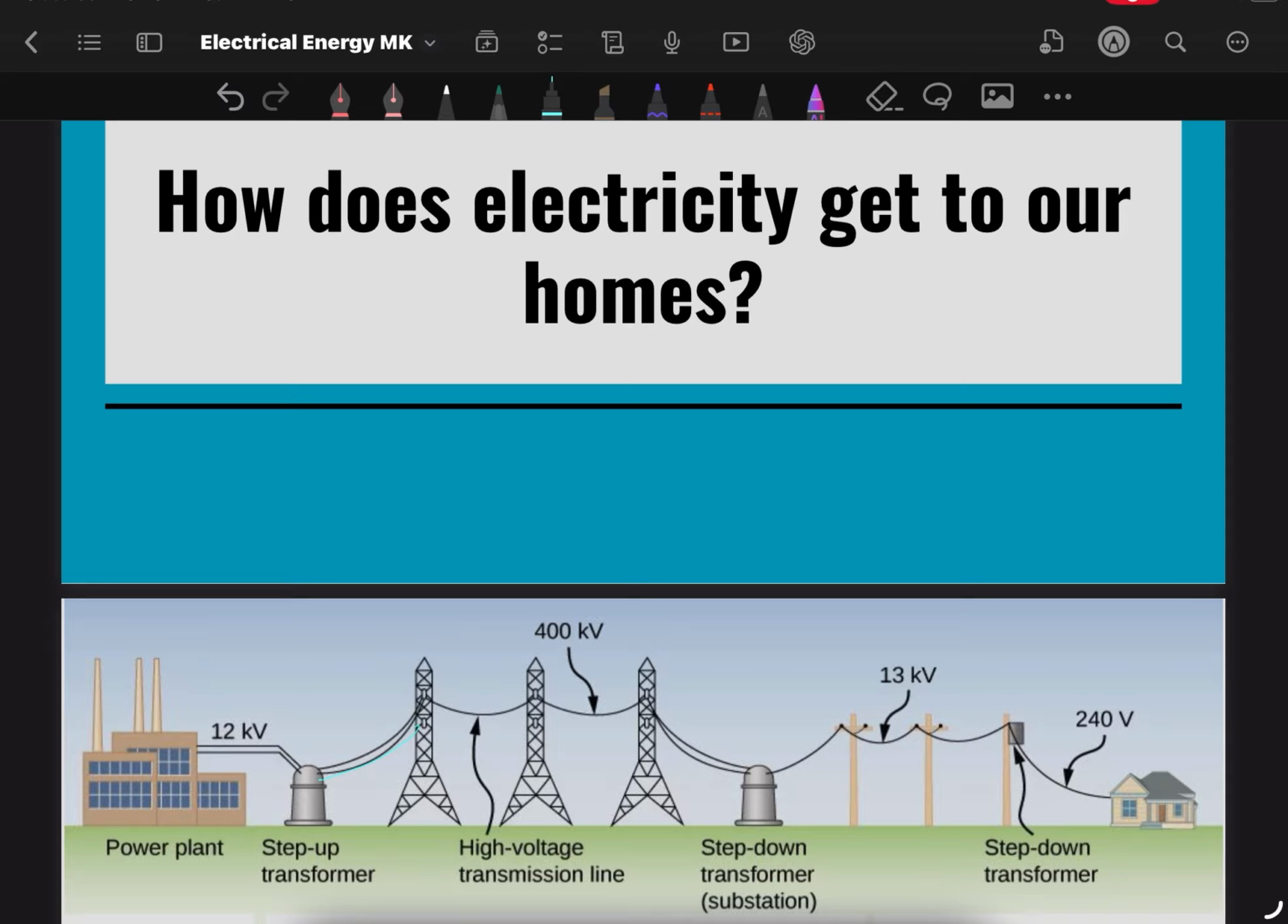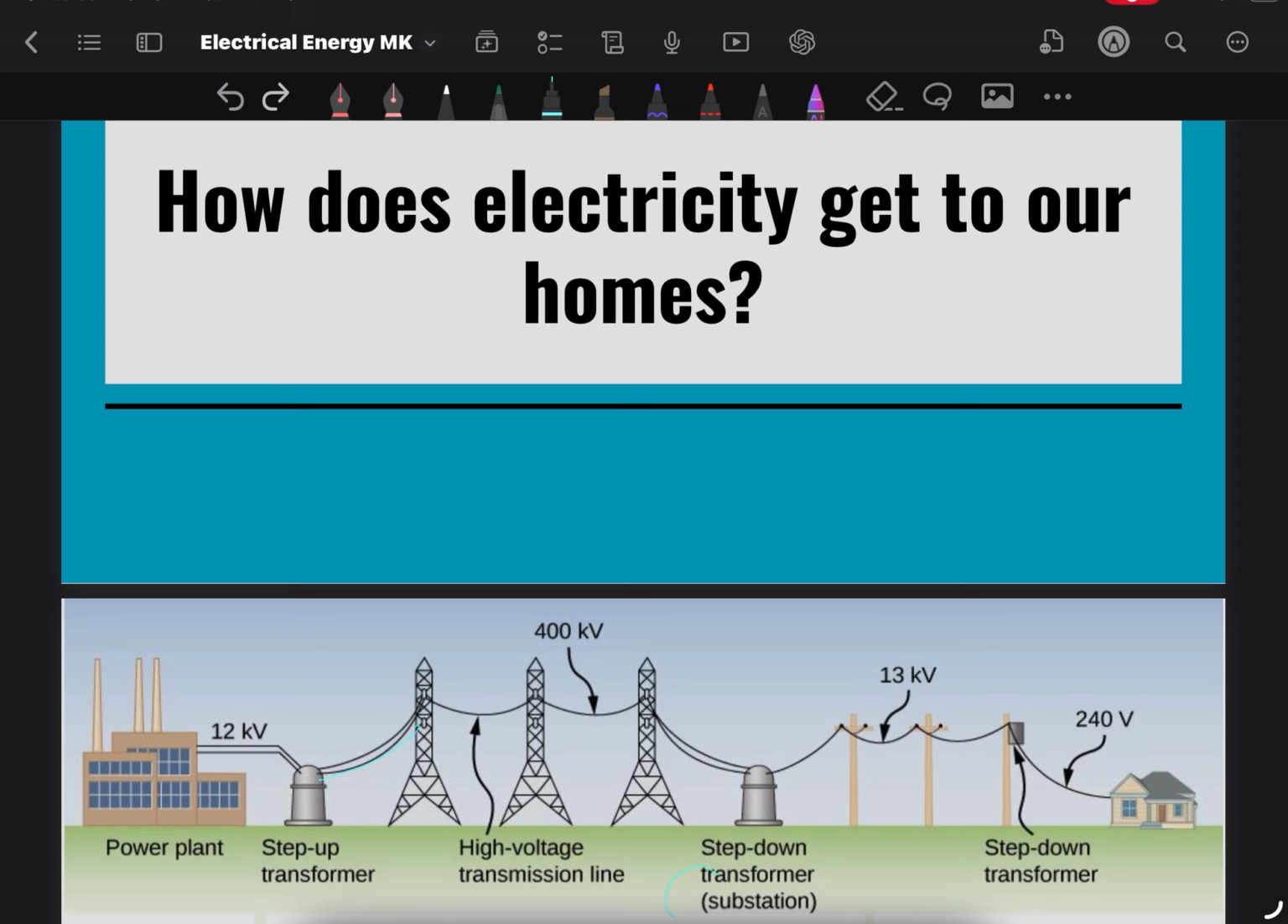Now from here, we have these transmission lines, which measure in kilovolts, as you see, and these basically just carry the electrons from the step-up transformer. This one is specifically used by malls or factories. Then we have a substation, which is a step-down transformer. This takes the energy and decreases the voltage.